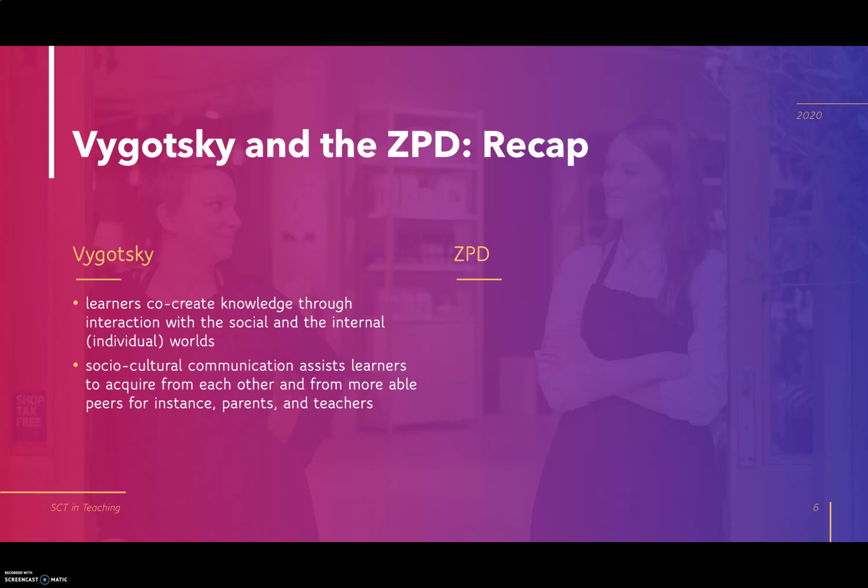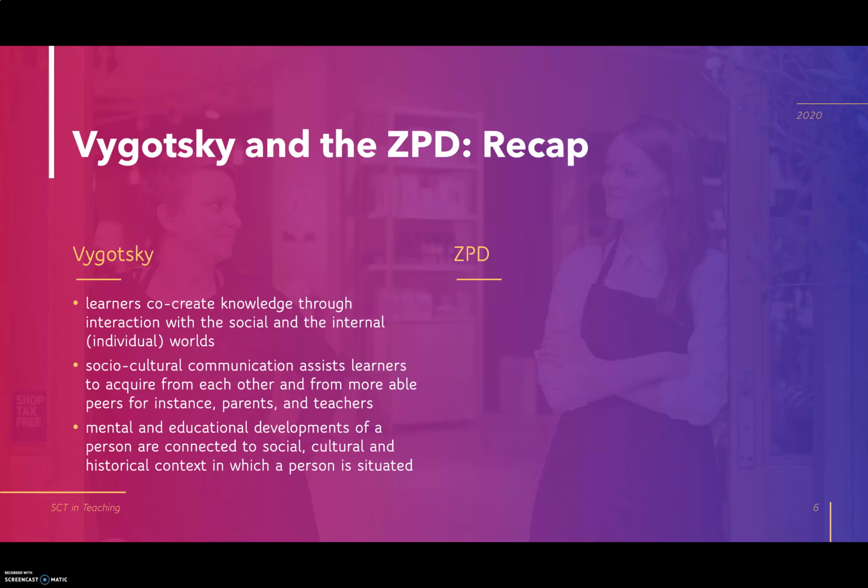And so a sociocultural approach to communication assists learners to acquire from each other and from more able peers, for example, teachers and parents. Okay, so we can create a situation in the classroom where students can learn from one another, particularly if there are some students in the class whose zone of proximal development is broader than the other students. They can assist and students can learn from them in a kind of peer learning situation, but then also from parents and teachers.